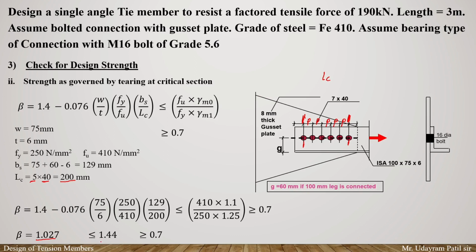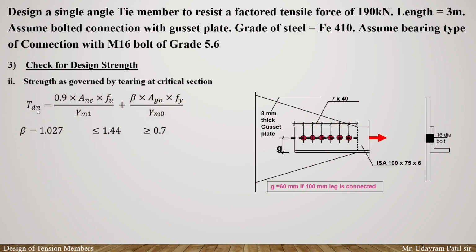So obviously it is less than 1.44 and greater than 0.7. So above it is okay to write this particular value. Okay, you can use this particular value. So putting this particular value in our original formula, we have the original formula as Tdn equals 0.9 multiplied by ANC multiplied by Fu divided by gamma m1 plus beta.